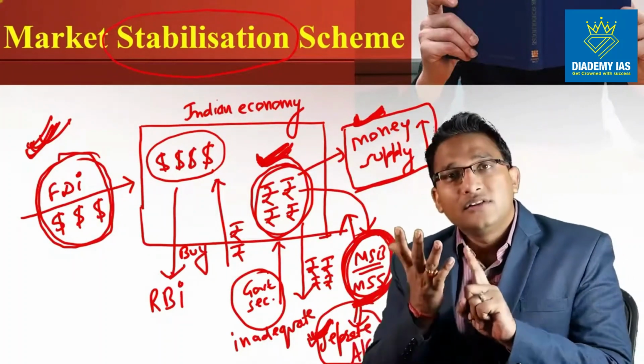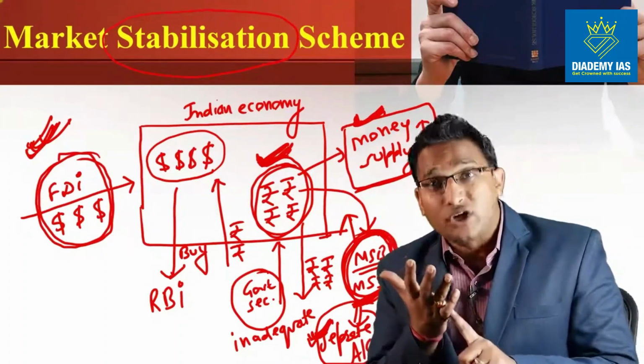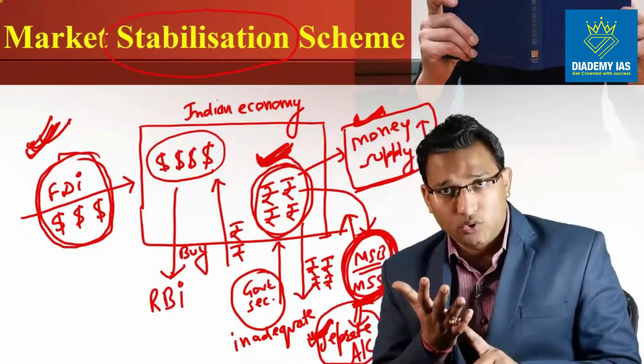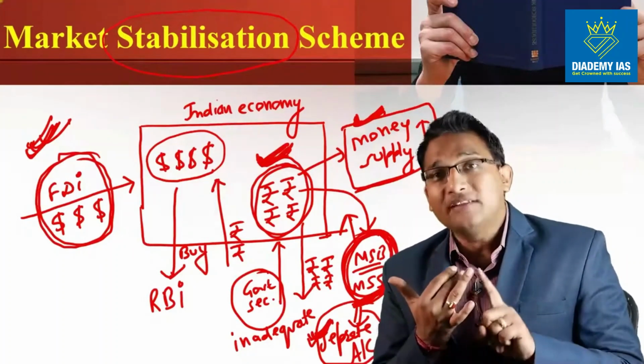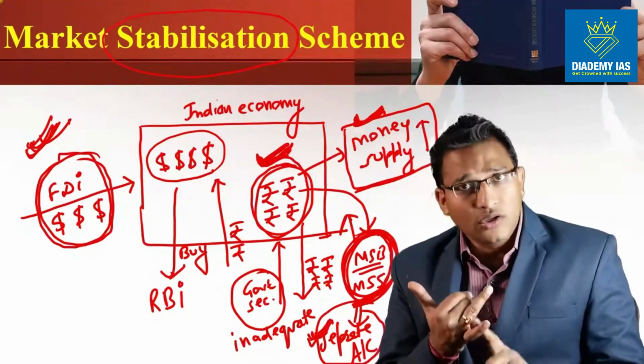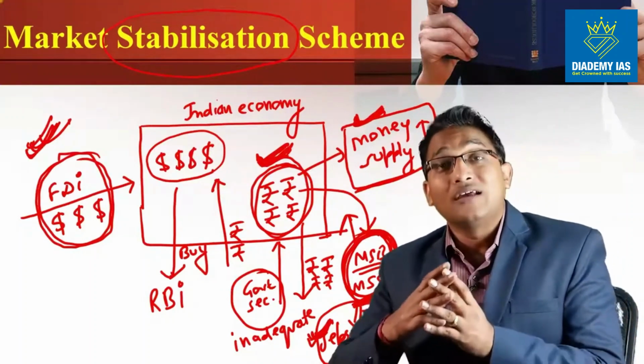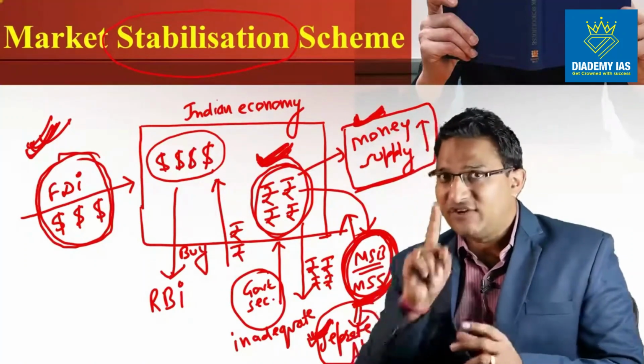First of all, this open market operation is a regular tool. It is not an emergency tool. And this market stabilization scheme is an emergency tool, or it is used only exceptionally. It is not used on a regular basis. This is the first difference.